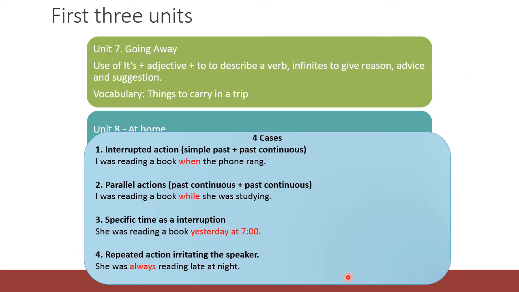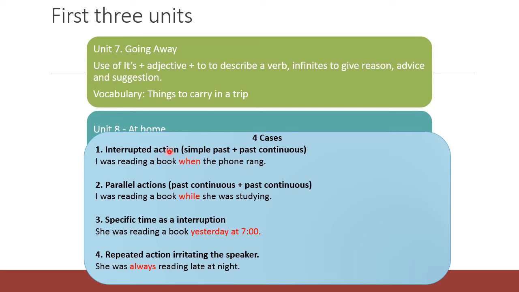Now, the easiest way to identify in a sentence if we have to use simple past or past continuous is memorizing these four cases. Case number 1 talks about an interrupted action. So, when we have this case, you can have either at the beginning of the sentence or the end of the sentence simple past or past continuous, or the opposite, past continuous and simple past. In this example, I was reading a book when the phone rang. Here we have first the past continuous and then the simple past.